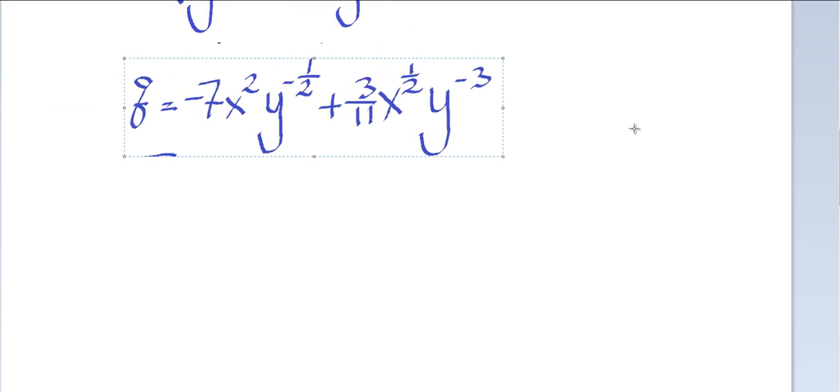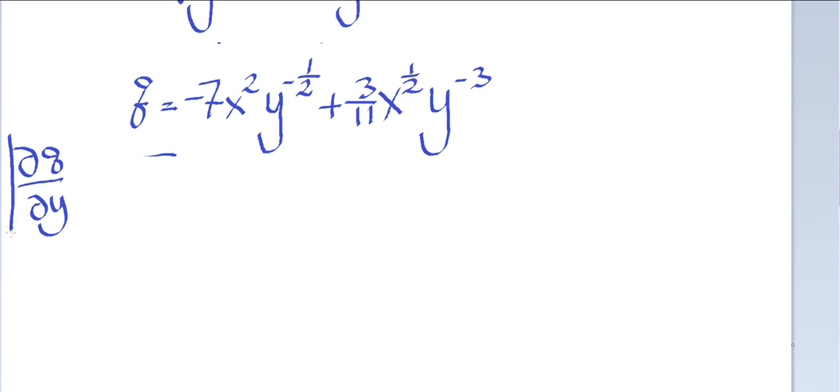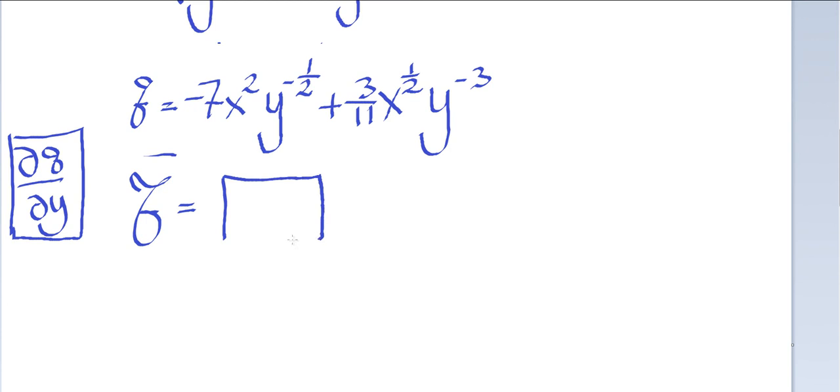There's my z. Okay, so let's write down what we're looking for. We're looking for del z, del y. Just put it in a box to lay out your answer in sections. Okay, the same idea. Make two empty boxes or two bins and throw whatever you want to ignore into the bin.